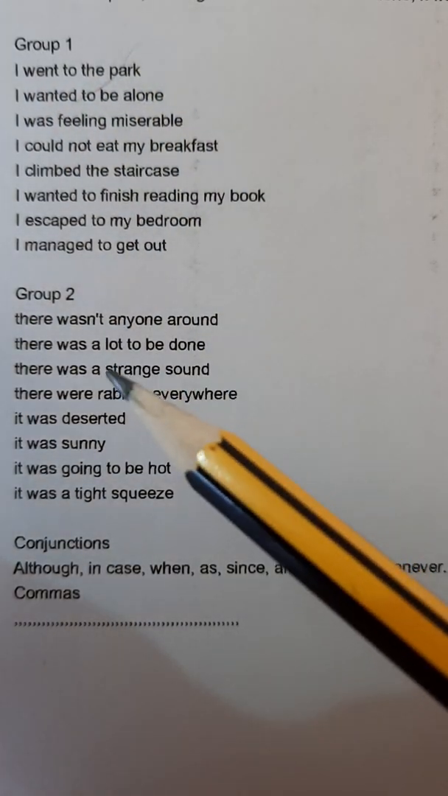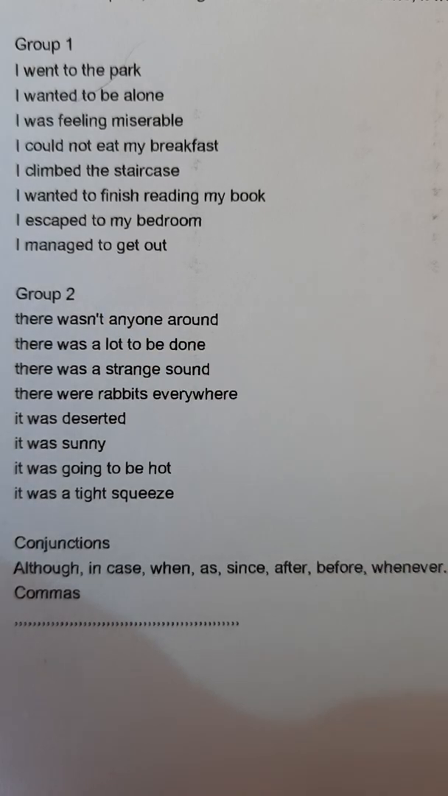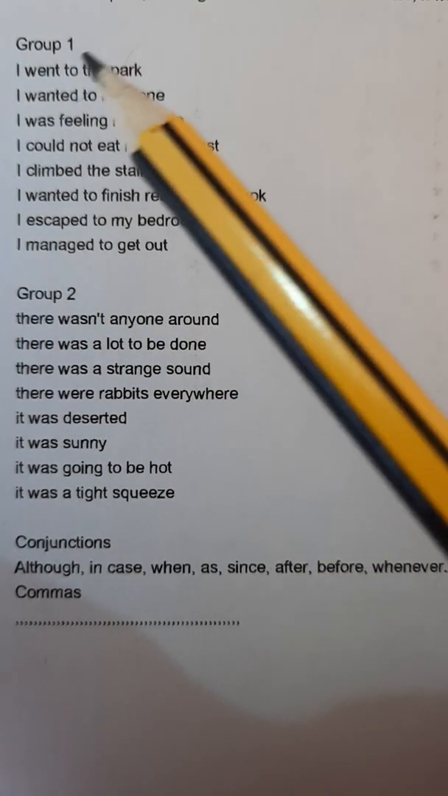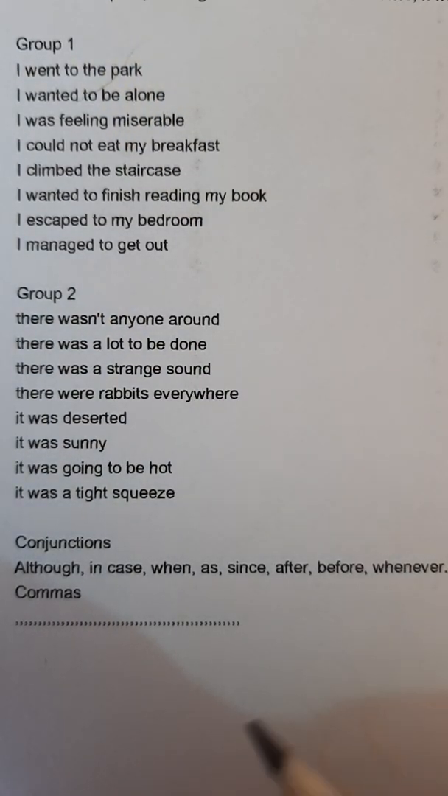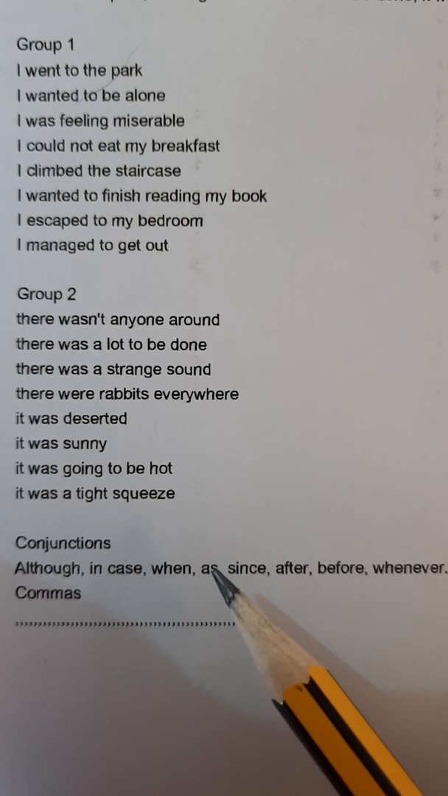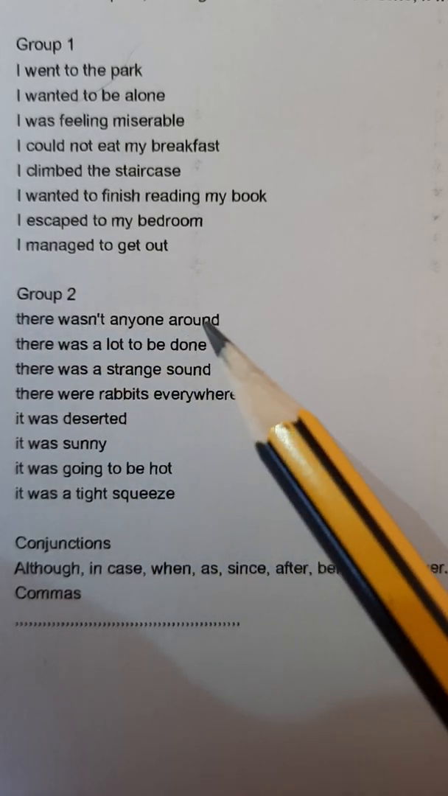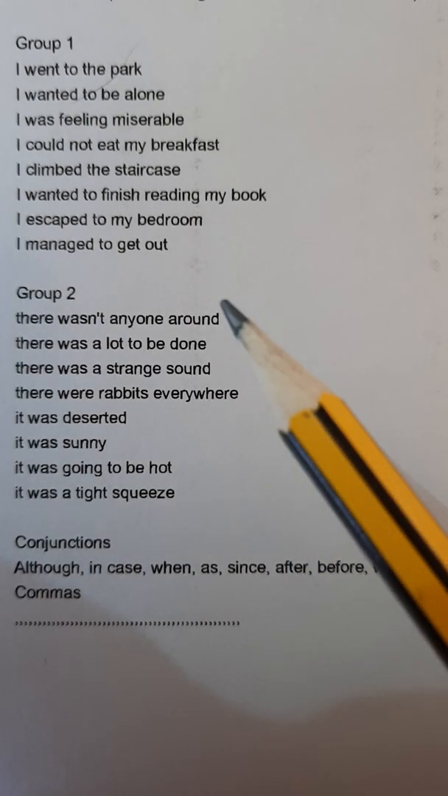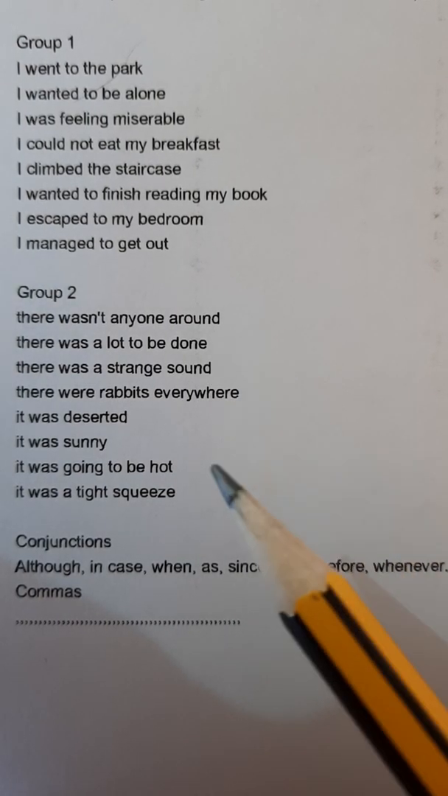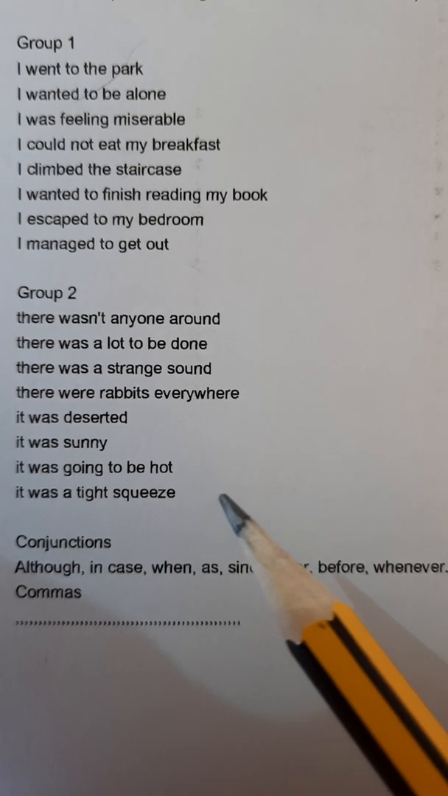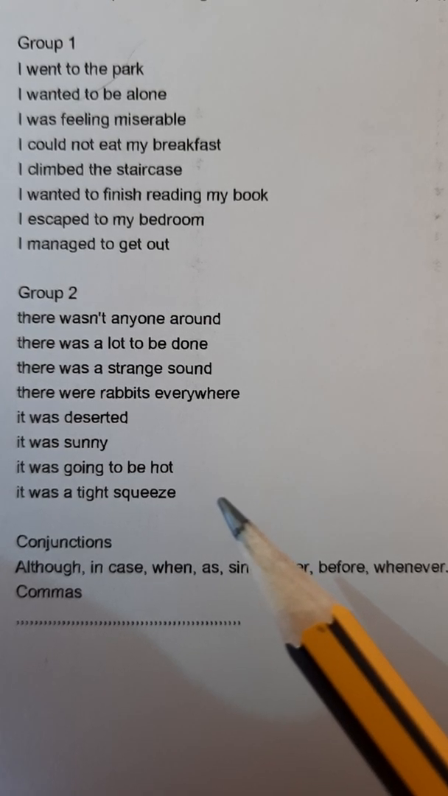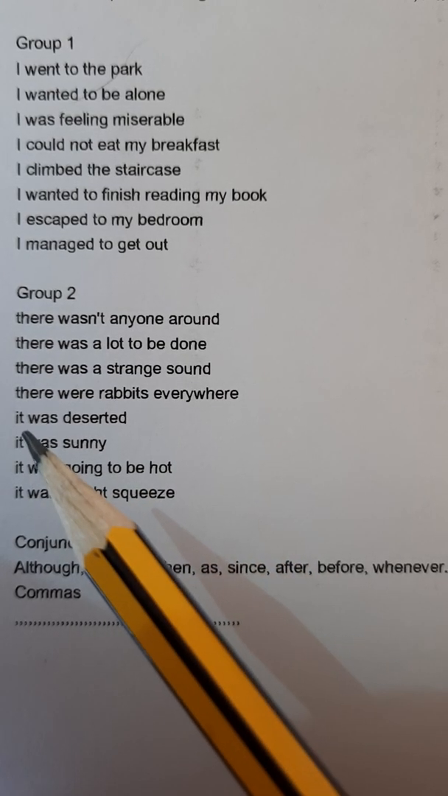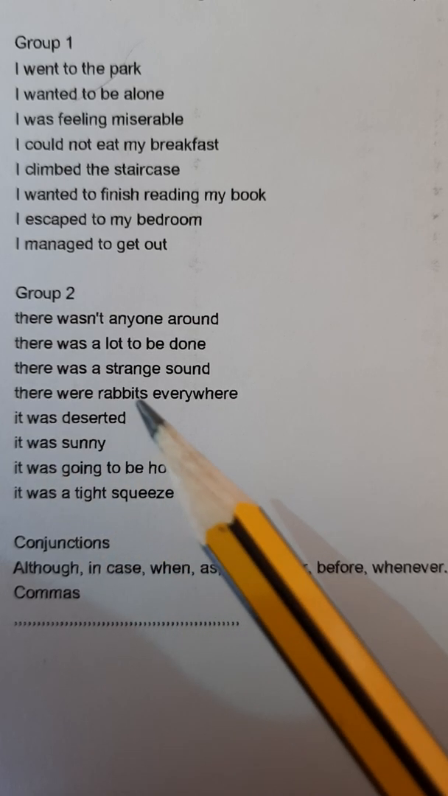I now want to join one clause from here. I went to the park as there wasn't anyone around. I'm now going to take one of those commas and put it after the word around. So I went to the park as there wasn't anyone around, comma, it was deserted, full stop.